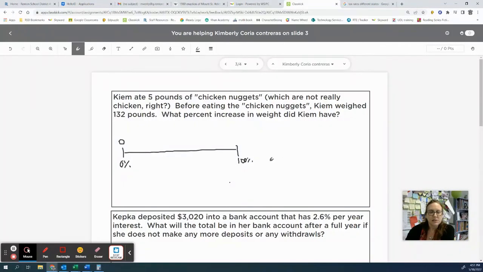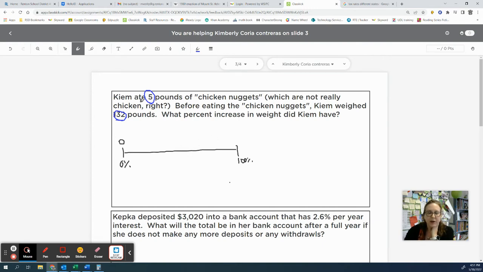All right, so Kim ate 5 pounds of chicken nuggets. I'm going to go ahead and circle my things here. Go ahead and solve this, and I'm going to ask you some questions. All right, so here we go. I'm going to go ahead and solve it with you so you can confirm your thinking or see where your thinking needed to change.